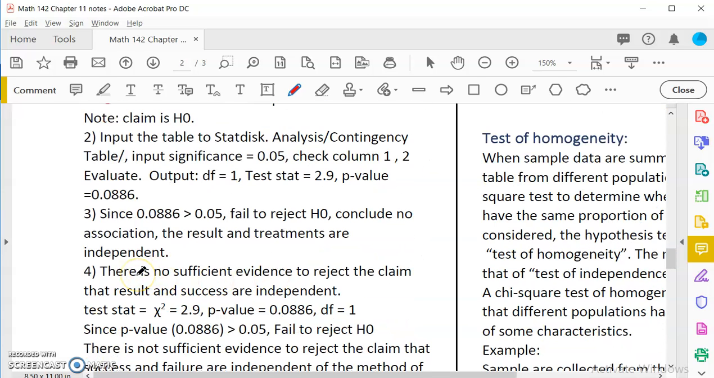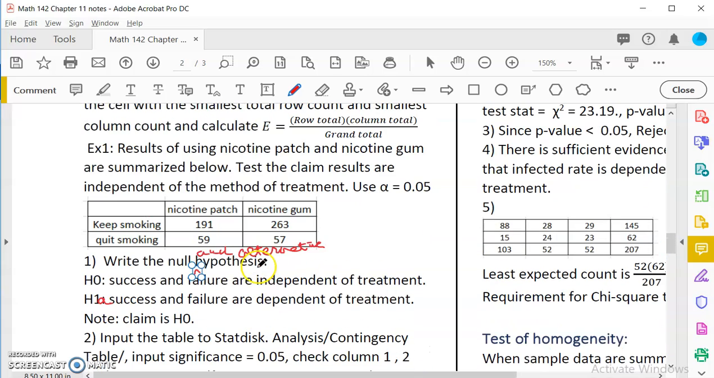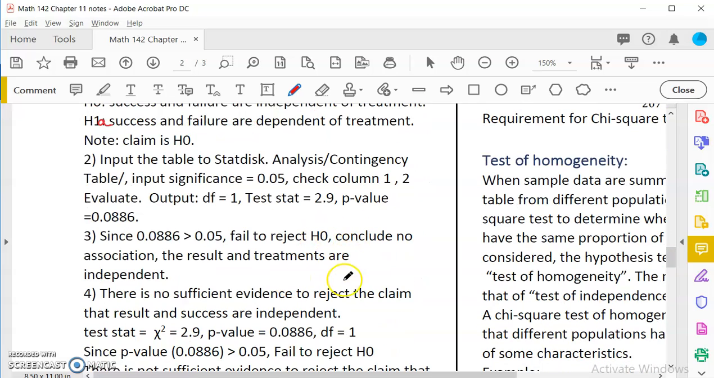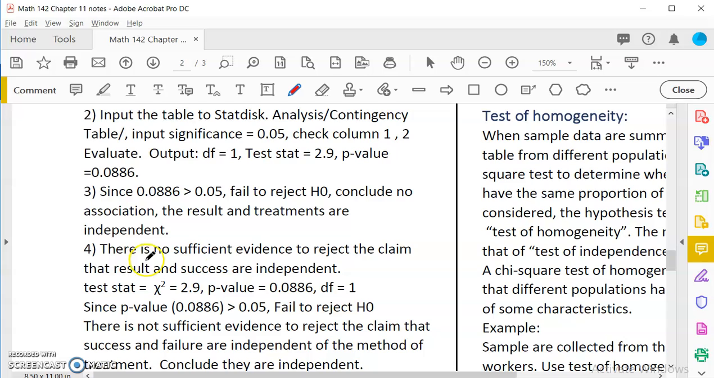And then what's the final result? Because we don't have a significant sample, there is no sufficient evidence to reject. Why? Because my claim is claiming them to be independent, which is H0. So we say no sufficient evidence to reject the claim that the result and treatment are independent. So it means if you want to be successful, you don't have to choose any. Just pick one. They're more or less the same. Okay.